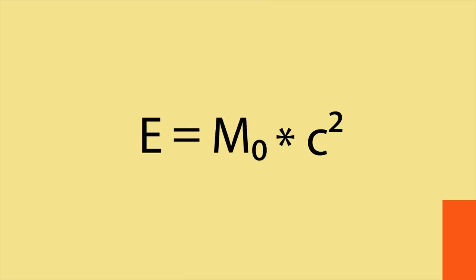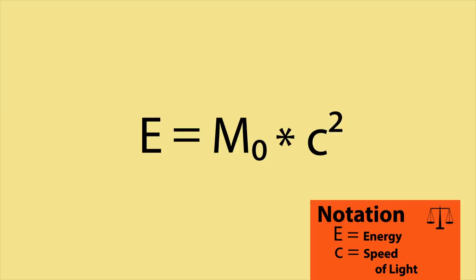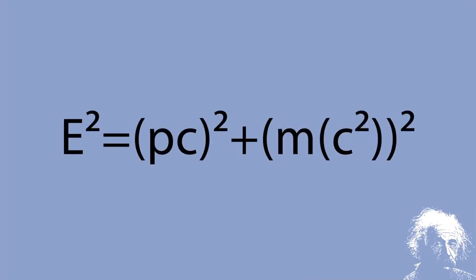I remember another equation that Einstein helped us with. Energy equals mass times the speed of light squared. This equation is a bit misleading because it only applies to objects that aren't moving at all. The energy-mass equivalence equation for a moving object is this.